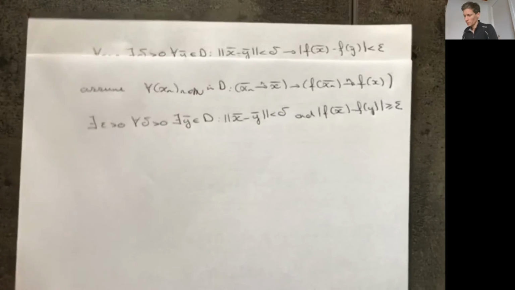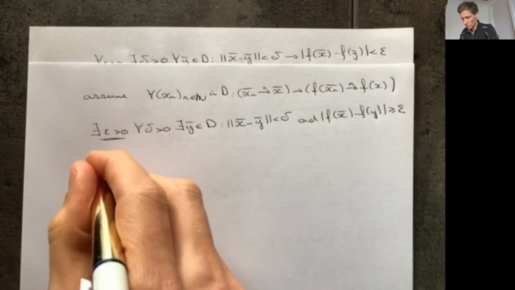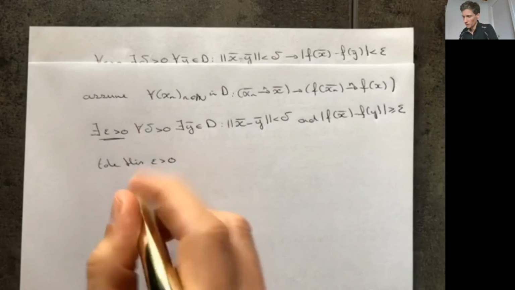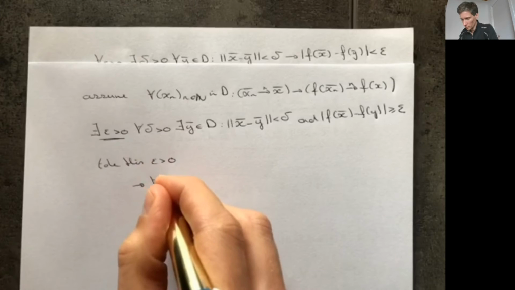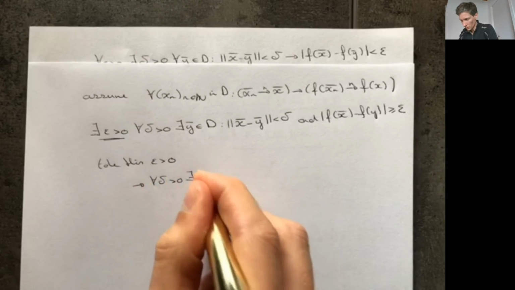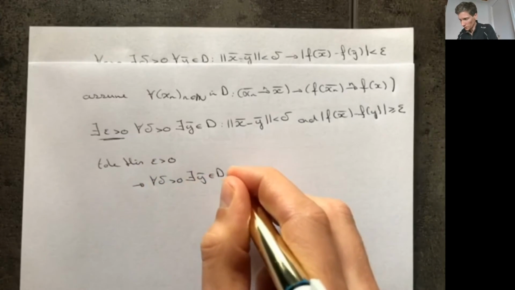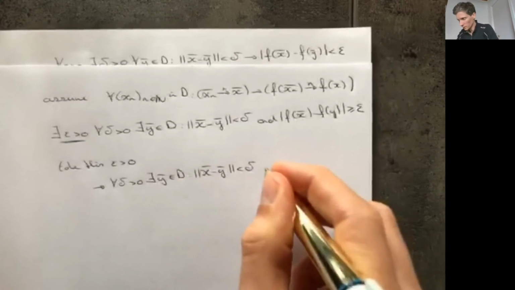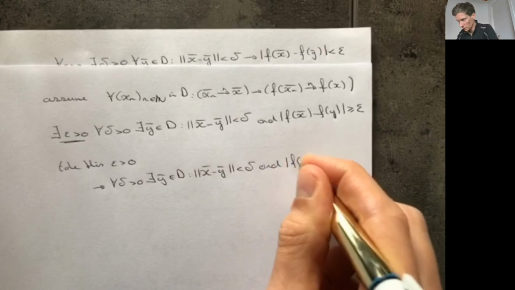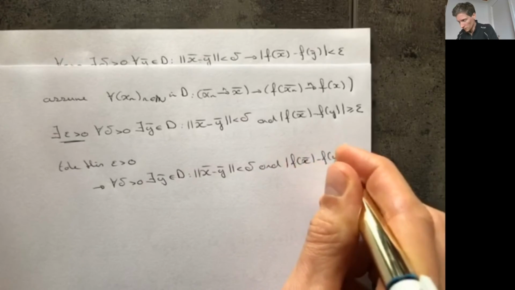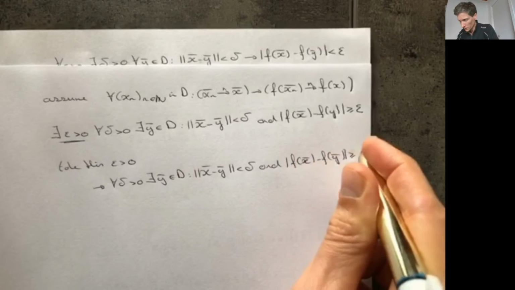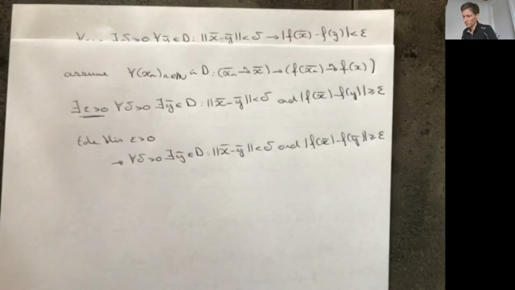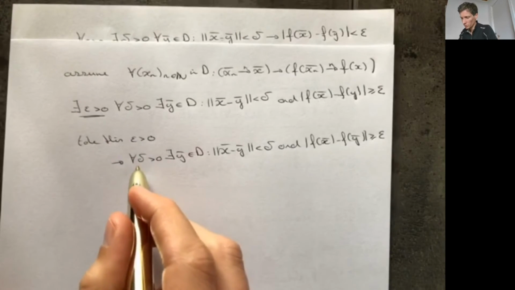So knowing this, there exists an epsilon, right? So take this epsilon bigger than 0. So we know that for all delta bigger than 0, there exists a y in the domain, such that x minus y is smaller than delta, and f x minus f y is greater or equal to epsilon for this particular epsilon here. So this holds for all delta.